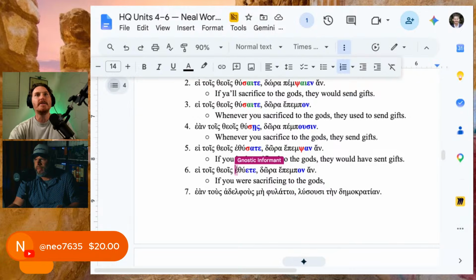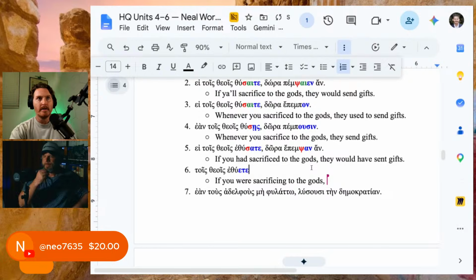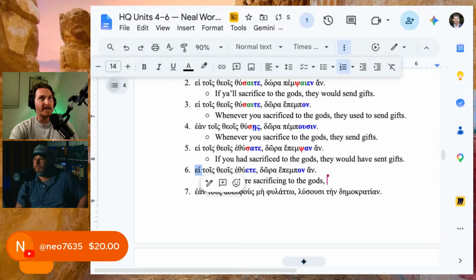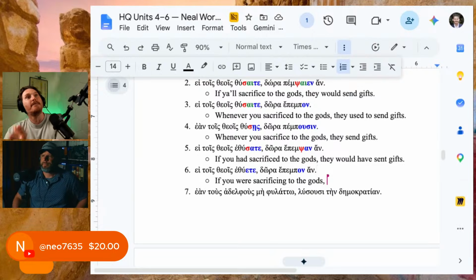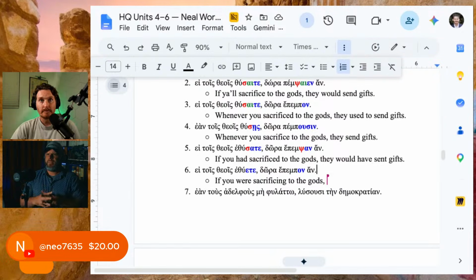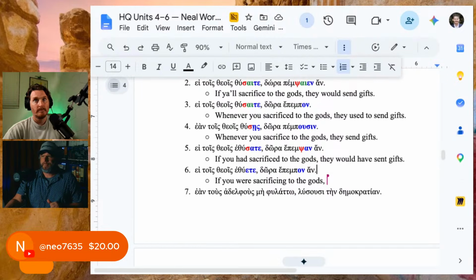Here's the thing: if you didn't have the a, and we just pretend it was that, it would be: you were sacrificing to the gods, in the past tense, indicative mood. But here you get this whole if, so now you're saying if you were sacrificing, and it becomes the present. If you were sacrificing to the gods, then they would be sending gifts.